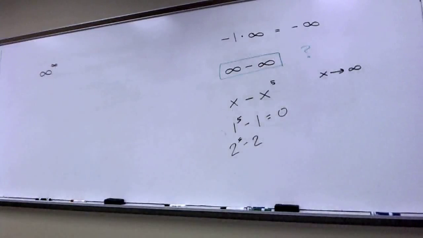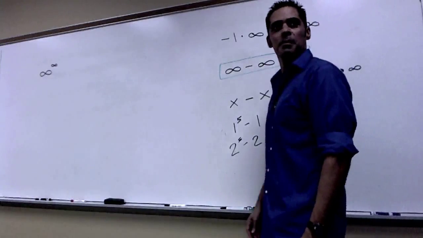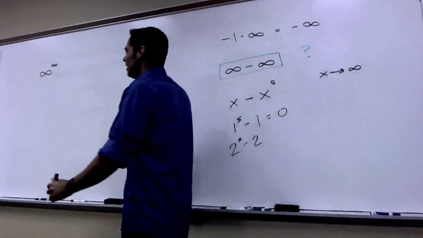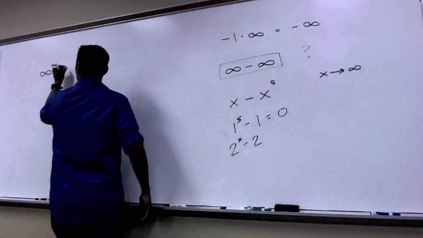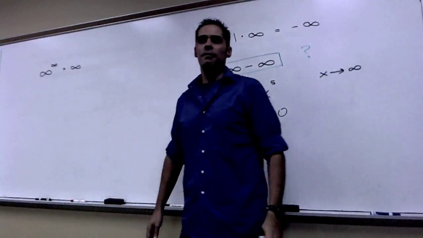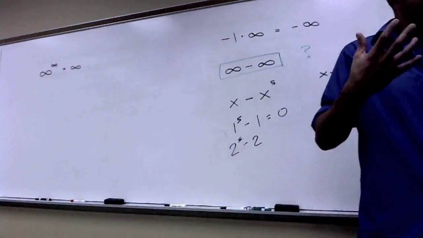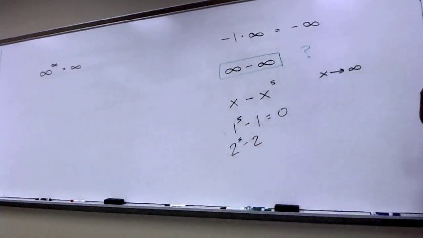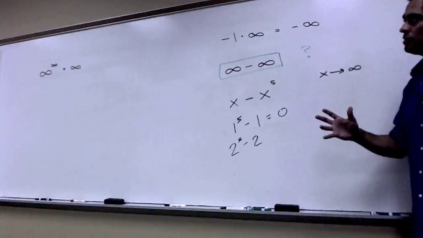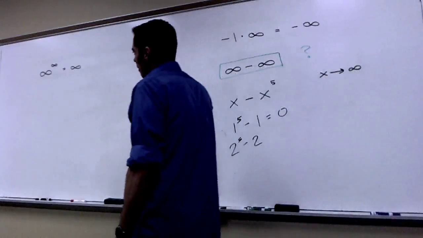What do you think is going to happen there? It's going to be huge. It's going to be big? How big? It's going to be infinite, isn't it? And it's still infinity. Infinity raised to infinity is still infinite. All right? Still an infinitely large positive number in this case. Make sense or not? Yes? Okay, let's try something else.